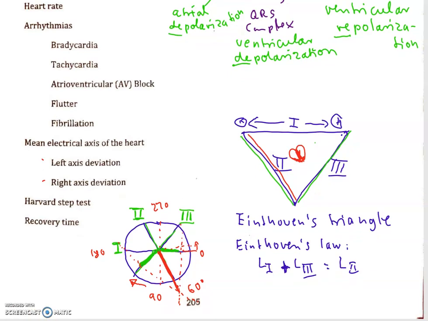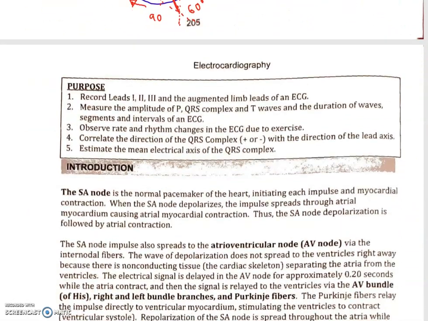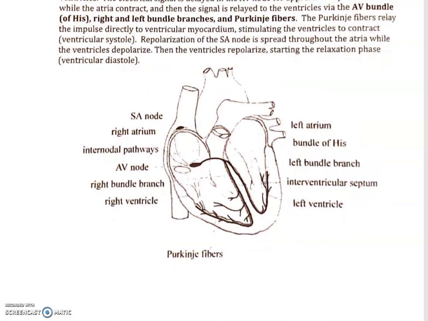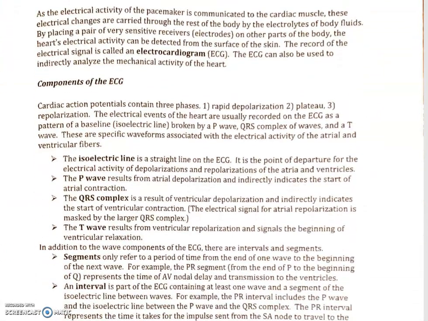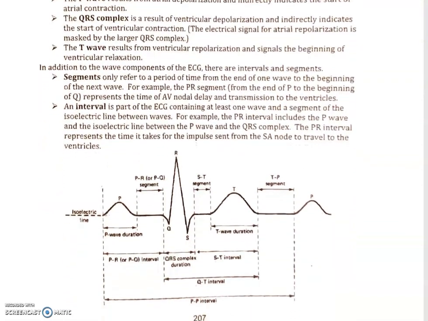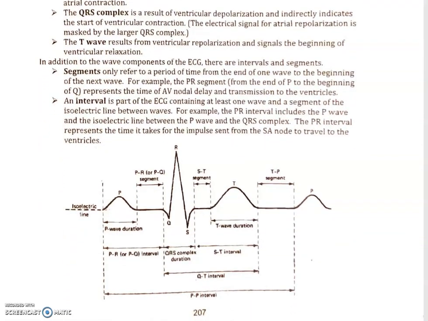Now let's take a look at what you were supposed to do in this lab if we had a physical lab and you could actually do it. So here you have some more instructions. Here's your conduction system through the heart, and then some more descriptions about the components of the ECG. I do like this particular diagram right here. I think that's very good.